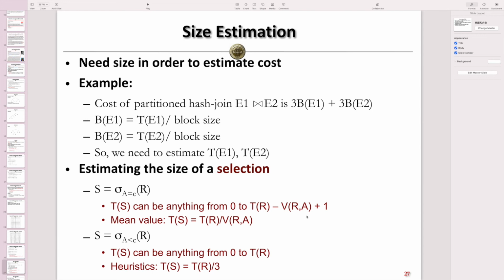As to the mean value for the result, we can denote the mean value of TS to be TR divided by VRA. We assume all different values for the attribute A have an equal number of tuples in the relation R. This is one example. Another example we can have here is for selection A is less than C on the relation R. We define the result as S. This TS, or the size of S, can be any value in the range from 0 to TR. And we also have a heuristic, TS can equal TR divided by 3, for example. So, this is the size estimation for the selection operation.